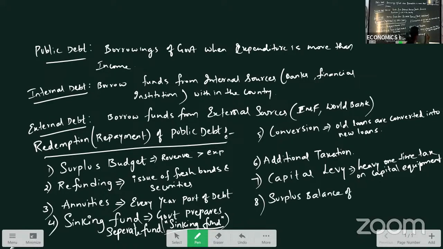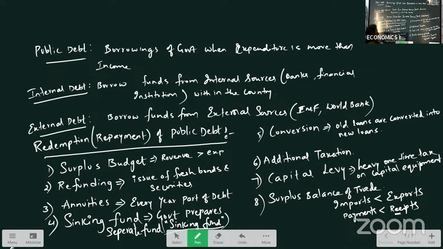balance of trade. Surplus balance of trade means here, when imports are less and exports are high, there is an excess amount. When imports are less than exports; exports are our receipts, imports are our payments. So our payments are less, receipts are more. The amount we receive from exports is more, so we will get a surplus amount. That surplus reserve that we have is used to repay the debt. So these are the various sources or methods for redemption of public debt.